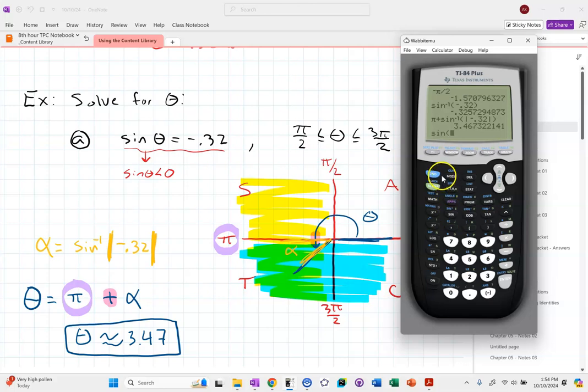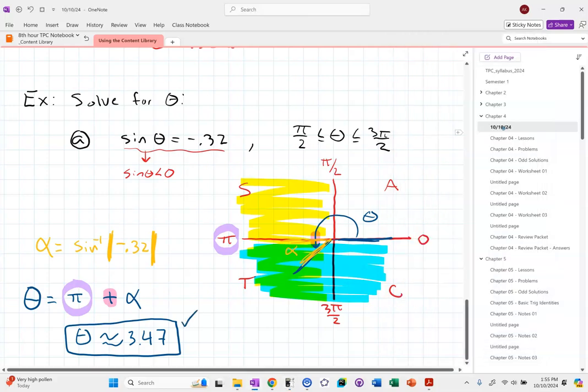So I'm going to do sine of my answer. I'll press second and the negative sign, and that'll get the ANS option. Press enter. That looks good, right? That's what we hope to get. So that's half of our check.